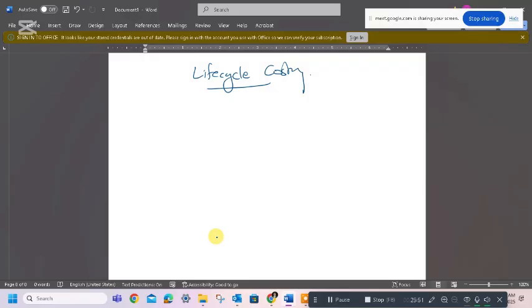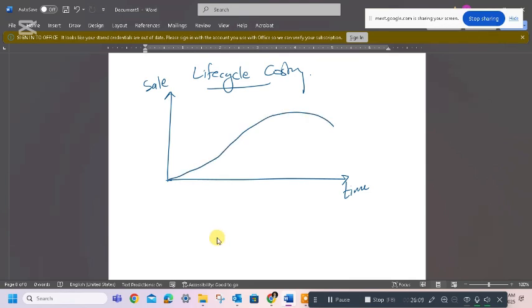So this life cycle we usually show by a diagram like this, with time and sale of a product. This initial phase is known as the introduction phase, where there is slow growth. Then this phase is known as the growth phase, because there's a rapid growth of sales. Then this phase where the sales stabilize, the growth is no more, you call it the maturity phase.